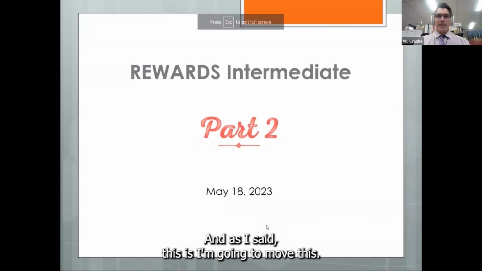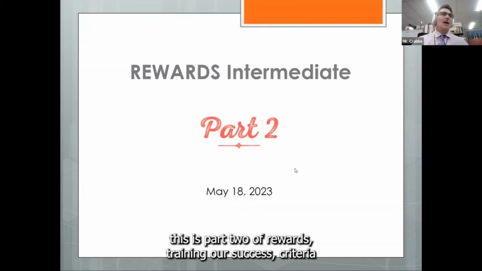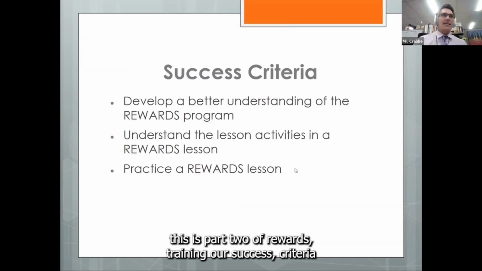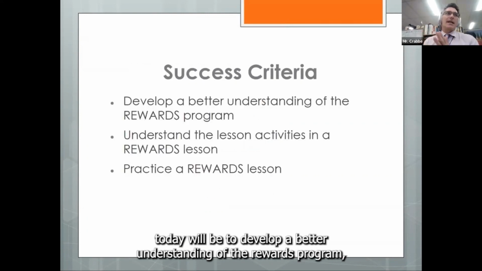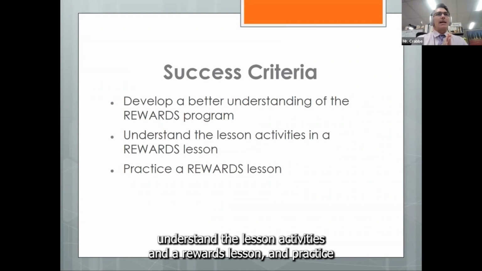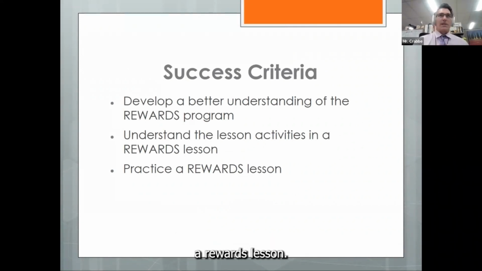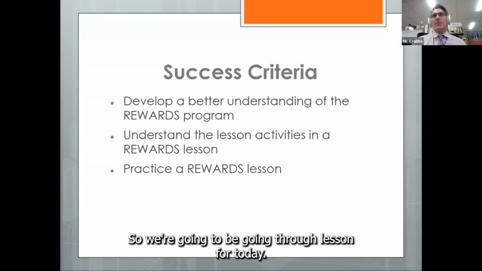Okay, and as I said, I've got to move this. There we go. This is part 2 of REWARDS training. Our success criteria today will be to develop a better understanding of the REWARDS program, understand the lesson activities in a REWARDS lesson, and practice a REWARDS lesson. So we're going to be going through lesson 4 today.